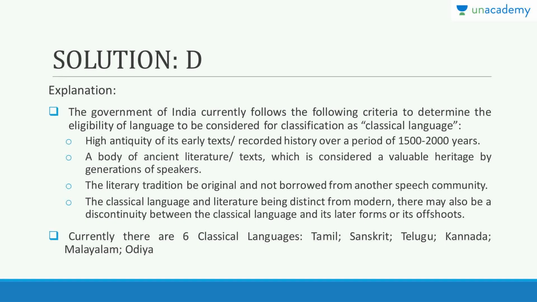So the Government of India currently follows the following criteria to determine the eligibility of a language to be considered for classification as a classical language. High antiquity of its early texts, a recorded history over a period of 1500 to 2000 years, a body of ancient literature and texts which is considered a valuable heritage by generations of speakers, the literary tradition being original and not borrowed from another speech community, and the classical language and literature being distinct from modern. There may also be a discontinuity between the classical language and its later forms or its offshoots. So currently there are 6 classical languages: Tamil, Sanskrit, Telugu, Kannada, Malayalam, and Odia.